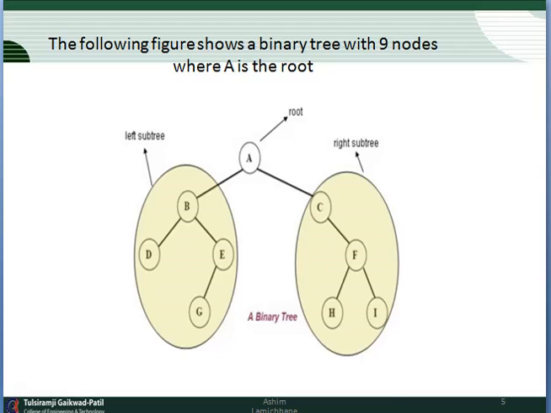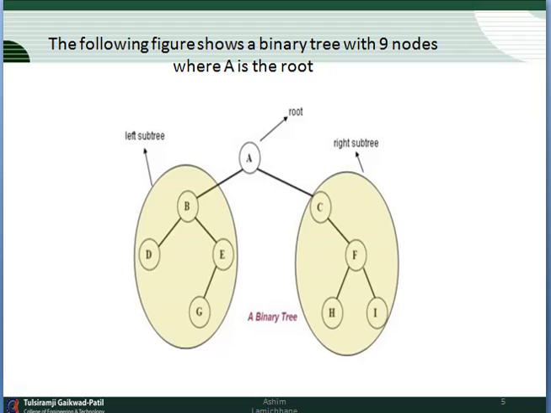The height of a node is the maximum number of edges separating that node from a leaf. It is the same concept as the height of the tree in normal trees as well. The depth of a node is the number of edges separating that node from the root node, whereas the size of the tree is the number of nodes it contains. Whatever the number of nodes, that is called the size of that particular tree.